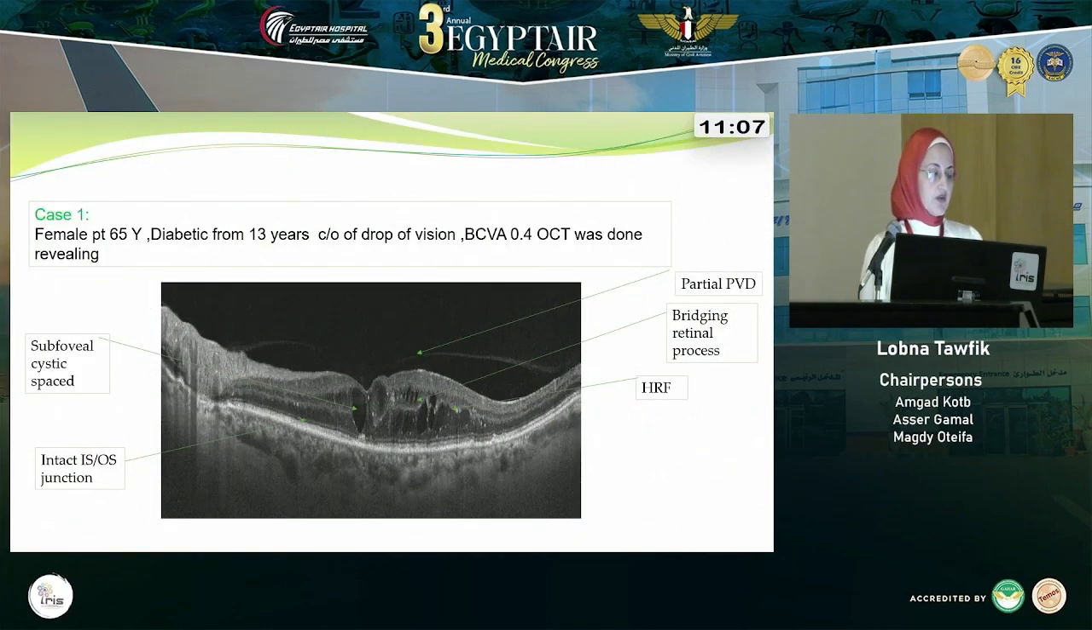Case 1, female patient 65 years, diabetic for 13 years, complaining of drop of vision. Best corrected visual acuity was 0.4. OCT was done, revealing subfoveal cystic spaces, intact ISOS junction, partial PVD, bridging retinal processes, and hyperreflective retinal foci.